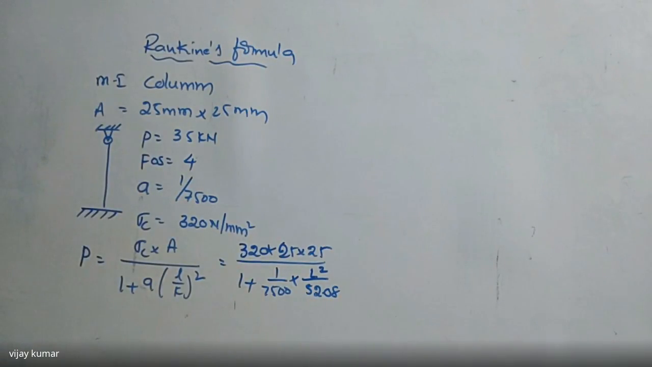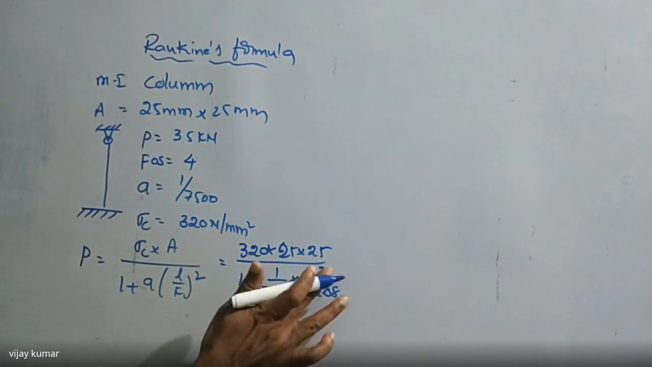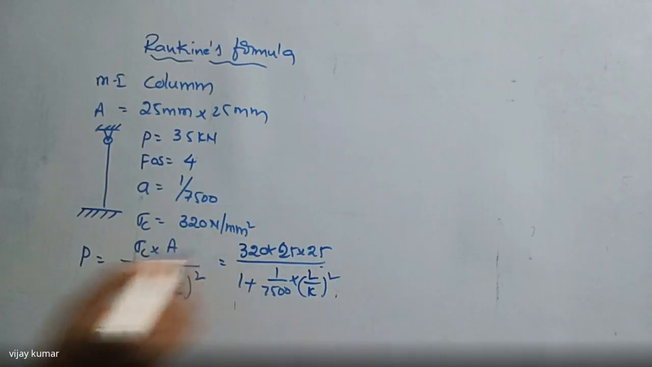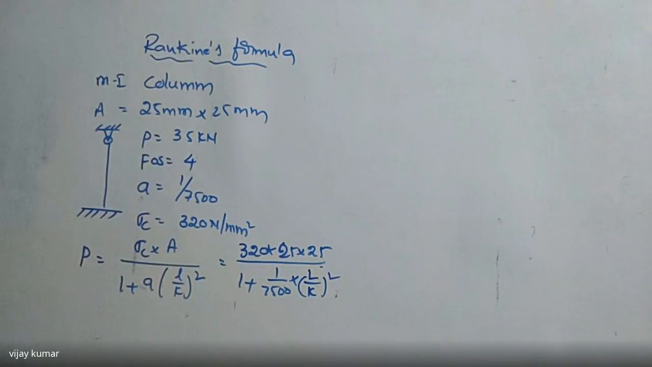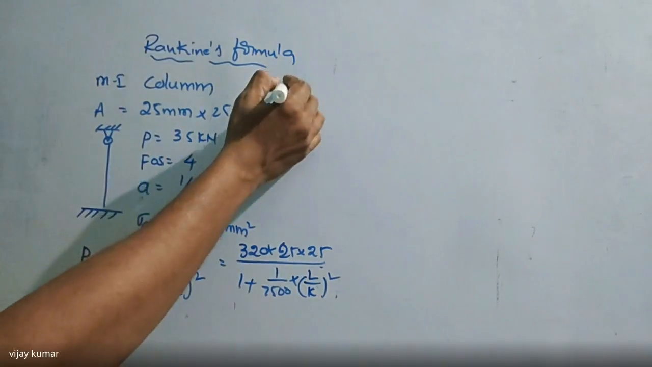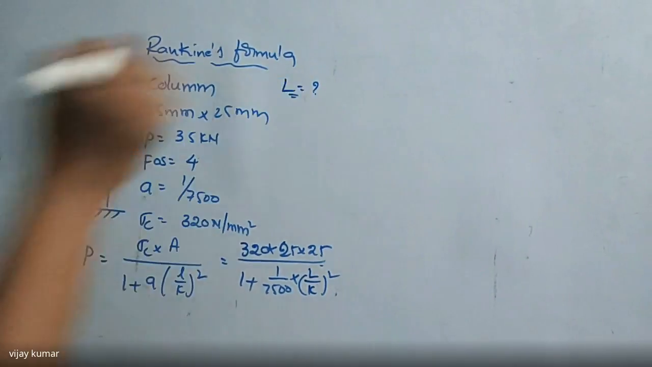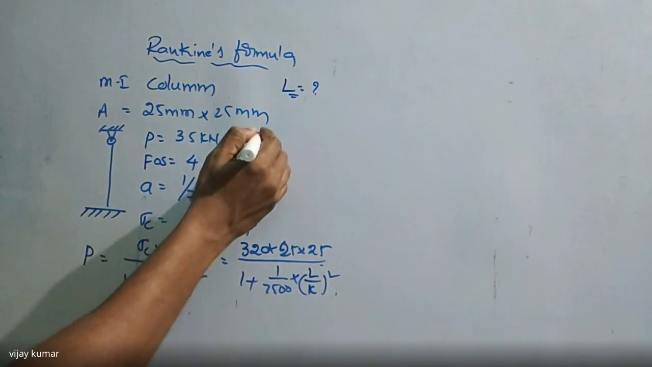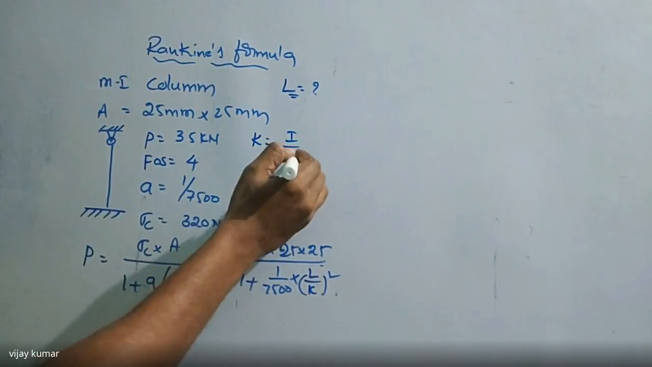I am writing here the L by K ratio, L by K whole square. The question is to find the greatest length of the column. So L we are going to find. How to calculate K here? K is equal to square root of I by A.